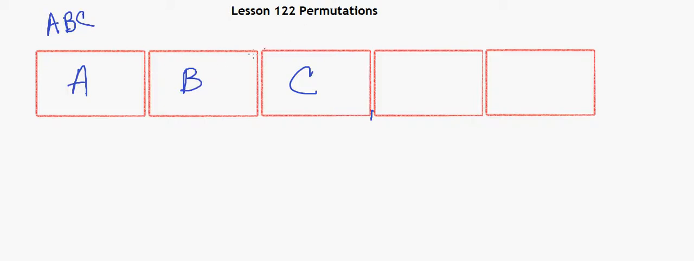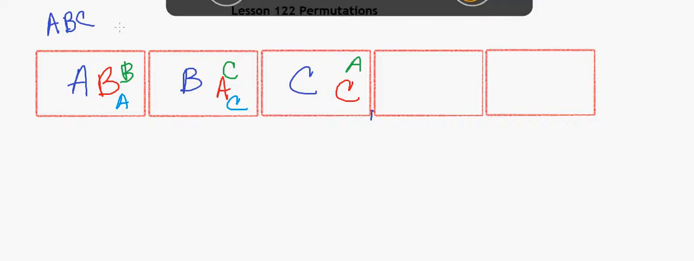I'll just keep using different colors. What if I did B first? Then I'd have to put either A or C here. Let's try A, and then I still have C. That's a new way to arrange them. But if I put B first and then do C, now I've got a third way. If I started with A like I did before, but then I follow it with C, I see what I'm doing? All the ways that I could do this. You can think of it this way.